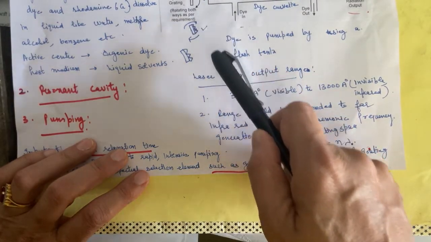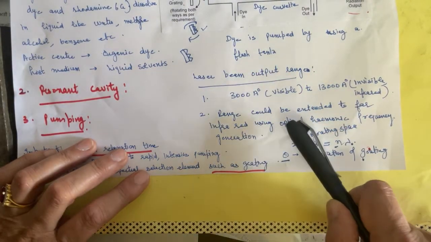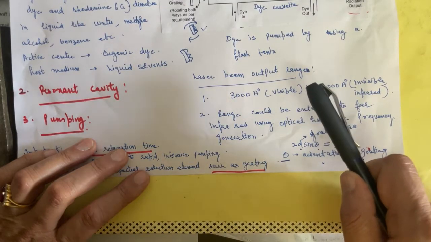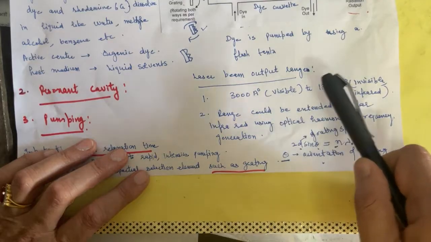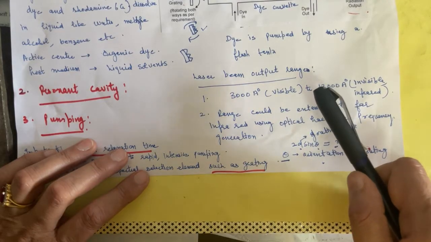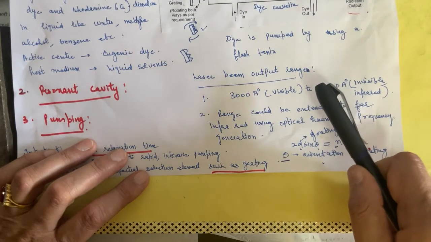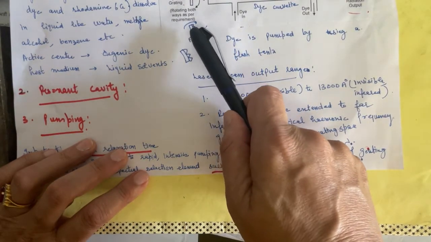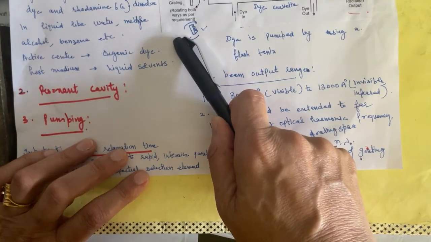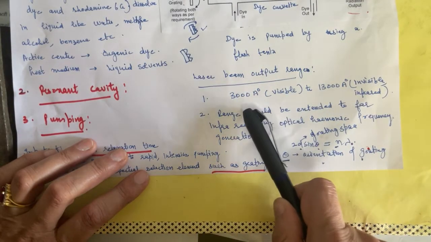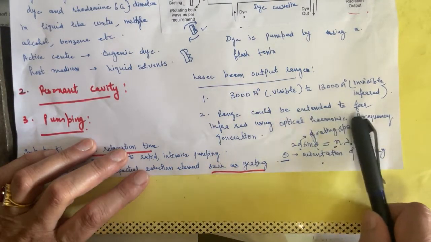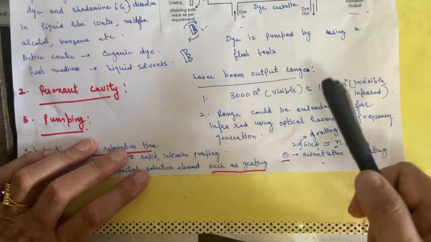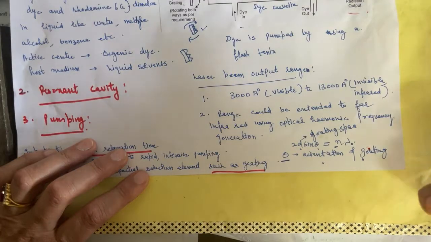As it allows only a particular lambda at a time in the laser output, a device like a grating or a prism is rightly called the spectral selection element. It helps in wavelength tuning. I have told you that the range could be extended to the far infrared region using optical harmonic frequency generation or by using the grating.